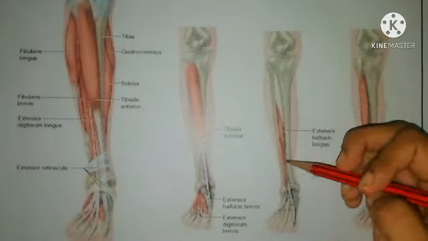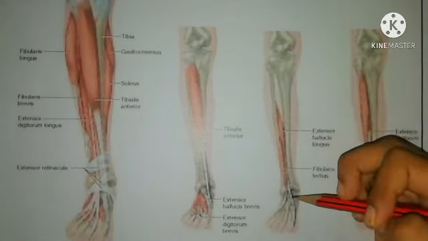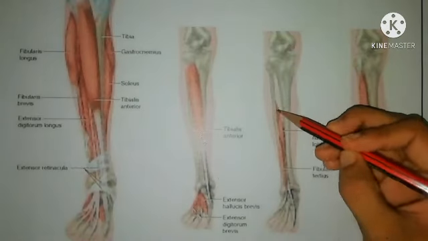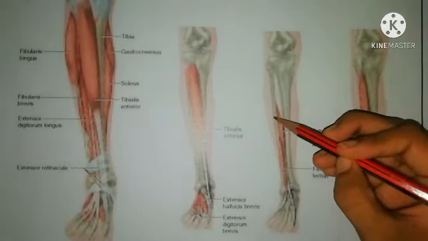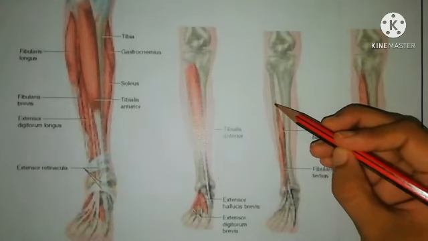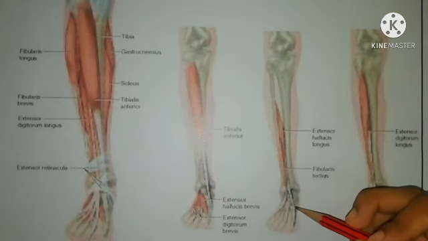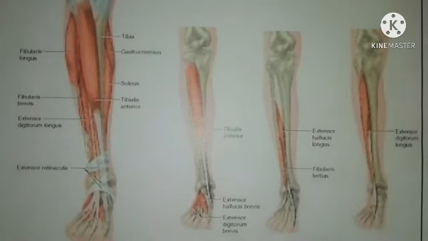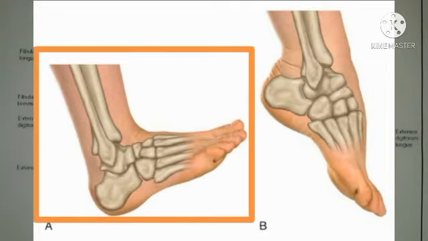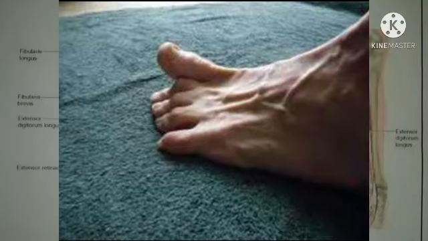Extensor hallucis longus, this is the muscle. The origin of this muscle is from medial surface of the shaft of fibula, from here. Insertion is in dorsal surface of the base of the distal phalanx of the big toe, over here. Nerve supply is deep peroneal nerve. Action is dorsiflexion of foot and extension of metatarsophalangeal and interphalangeal joint of the big toe.